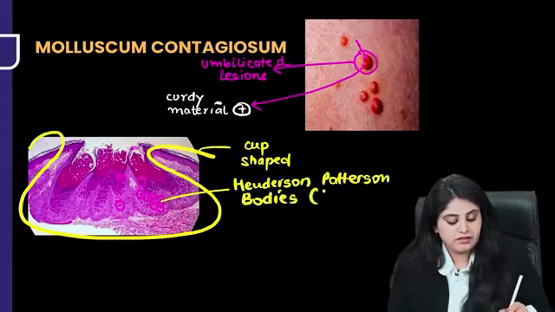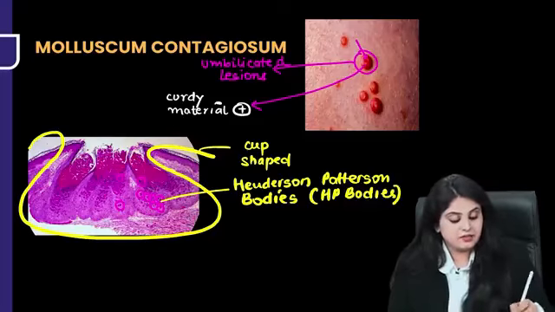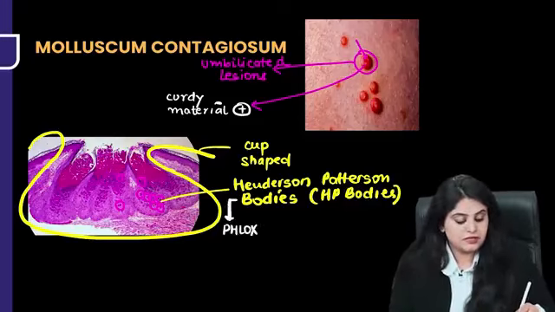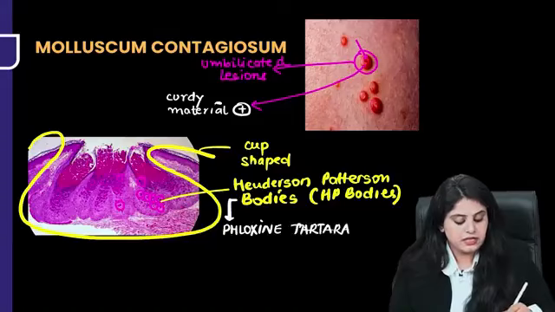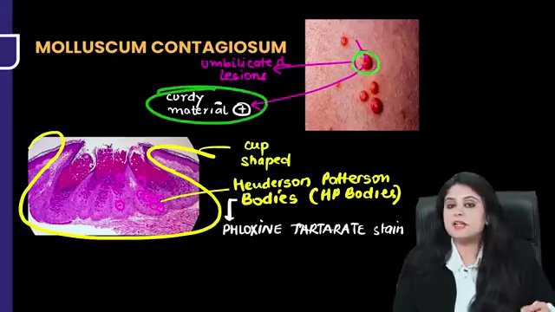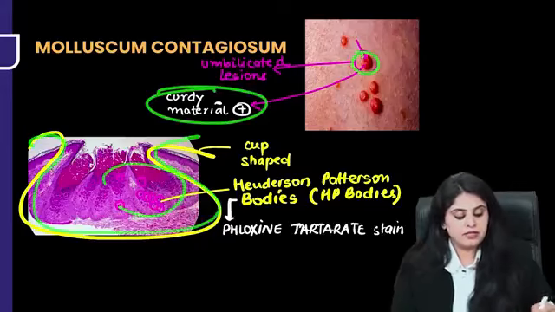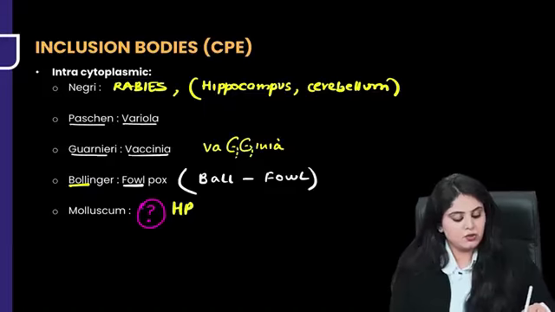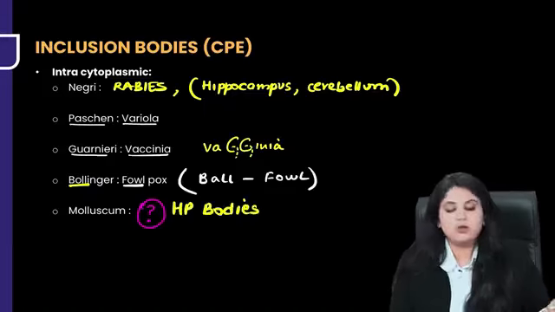And please note, I want to tell all the students preparing for INI-CET that Henderson-Patterson bodies are going to be positive for a stain called the phloxine tartrate stain. Very, very important question that you get in the exam. So, umbilicated lesions, material will come out, microscopically cup-shaped with Henderson-Patterson bodies, and P for Patterson, P for phloxine tartrate stain, that is going to be positive. So molluscum tends to show you HP bodies.